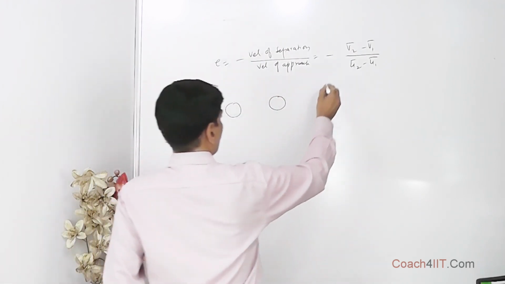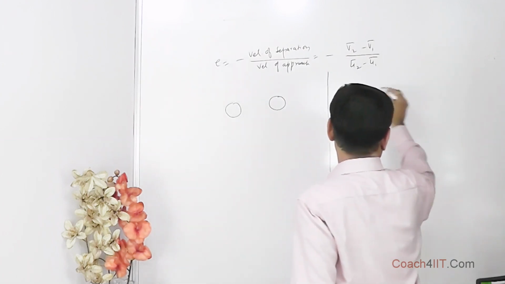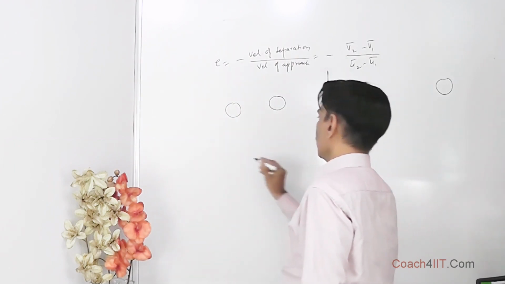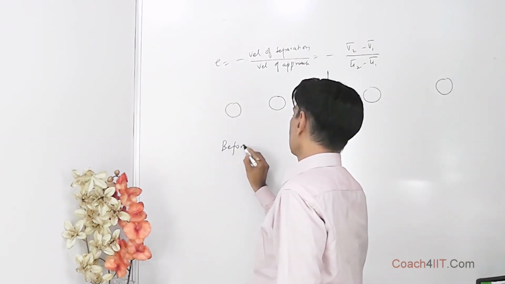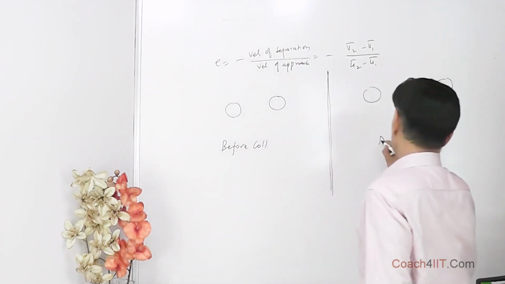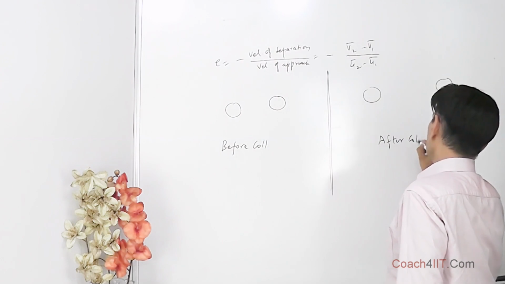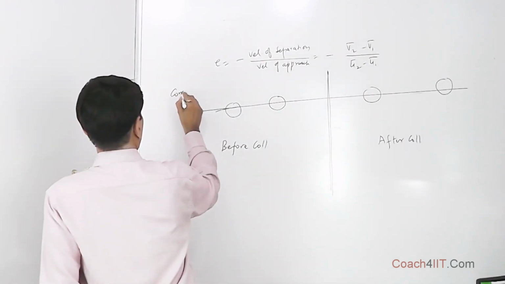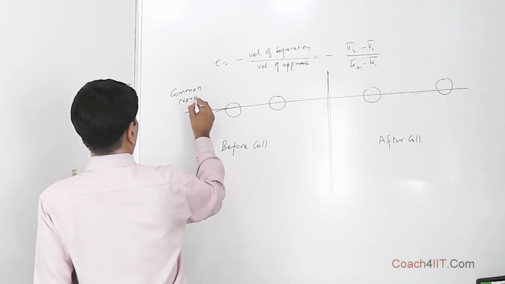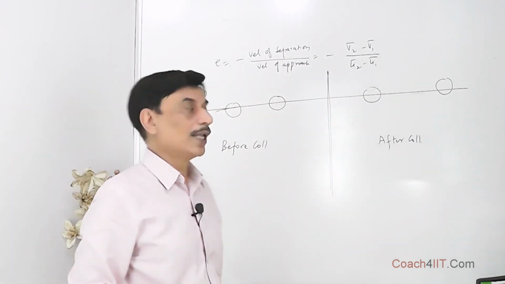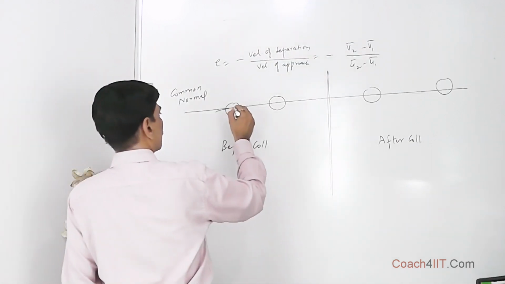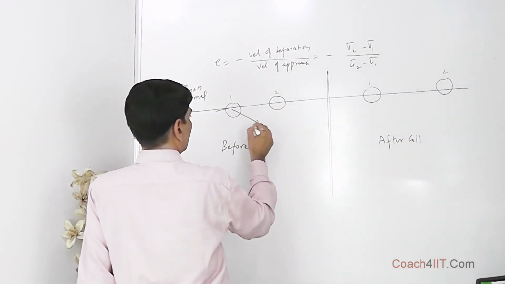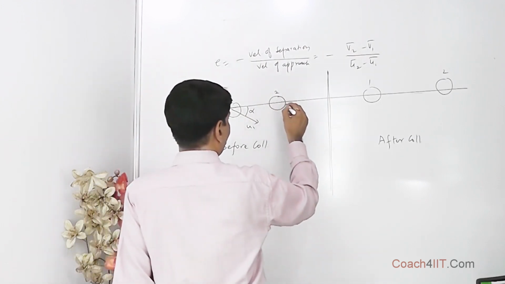Let's say there are two bodies, and this scenario on this side of the separation is before collision. This is very important. And this scenario is after collision. Let's say this is the common normal. This is the common normal I have drawn. So all the velocities will be taken only along this common normal. Let's say this is object number 1, this is object number 2, this is object number 1, this is object number 2. So this velocity, suppose it is U1 at an arbitrary angle alpha.